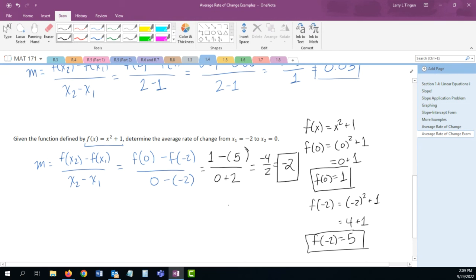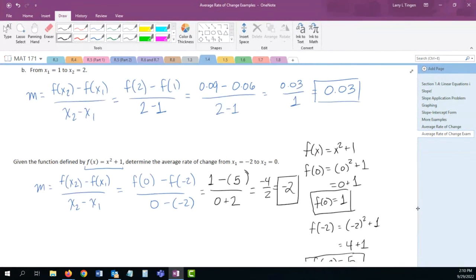So for the function x squared plus 1 from -2 to 0, my slope is negative. So that means my function is falling from left to right at an average rate of -2 units. And remember, slope is change in y over change in x. So this is for every 1 move or 1 unit change in x. If I move to the right 1 unit, I'm moving down 2 units. All right, that's 1-4. Done. Any questions?